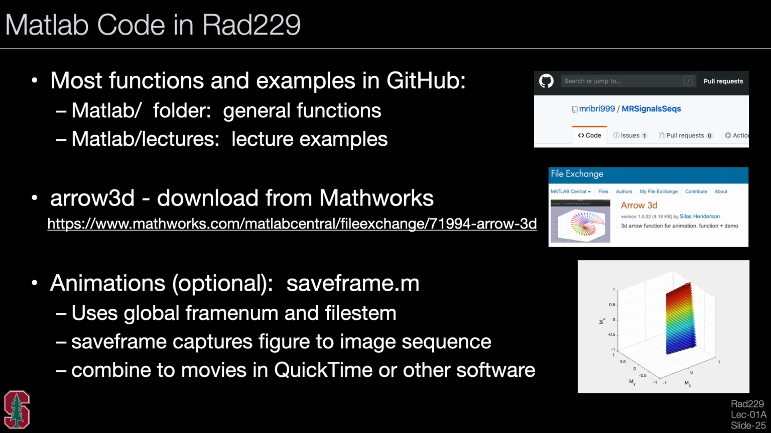In terms of animations, it's nice to be able to shoot multiple frames from MATLAB functions and save these easily to make little videos, such as what you see here. So we have a very simple function called save frame, and this is also in the MATLAB folder here. You just set two variables, and then every time you plot something, you can capture a frame, and it numbers these automatically so that you can combine these to make some kind of a video.